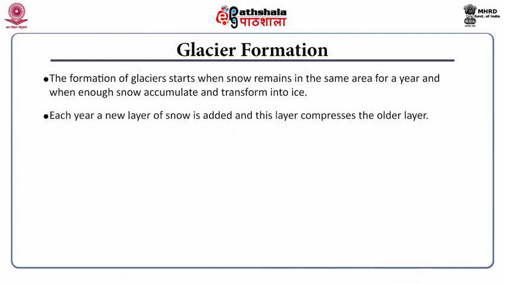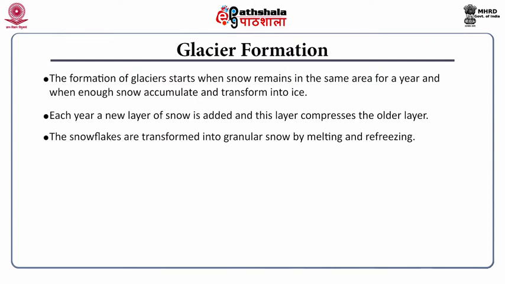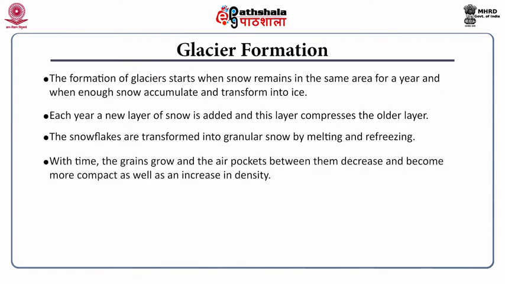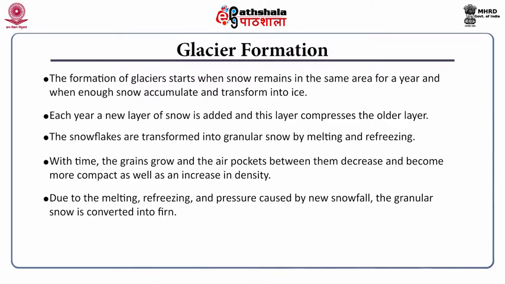Each year a new layer of snow is added, and this new layer compresses the older layer. Because of this compression, the snowflakes are transformed into granular snow by melting and refreezing, and with time the grains grow and the air pockets between the grains decrease and become more and more compacted, which leads to an increase in the density of the ice mass. Due to the melting and refreezing and pressure caused by new snowfall, the granular snow is converted into firn. Firn formation takes place after about 2 winters.